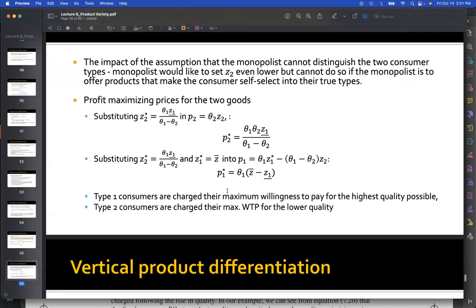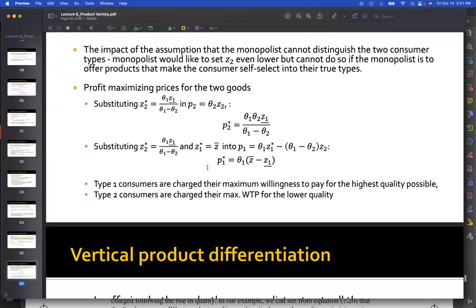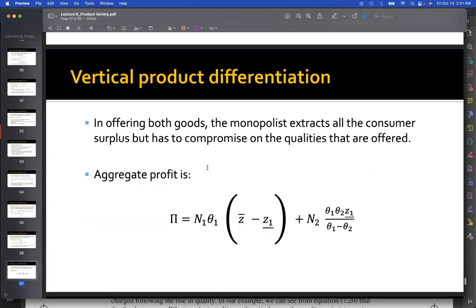But then the quality for the lower quality is not 0. It has to be some positive number, and it's this positive number. In offering both goods, the monopolist extracts all the consumer surplus, but has to compromise on the qualities that are offered. The aggregate profit is the following.